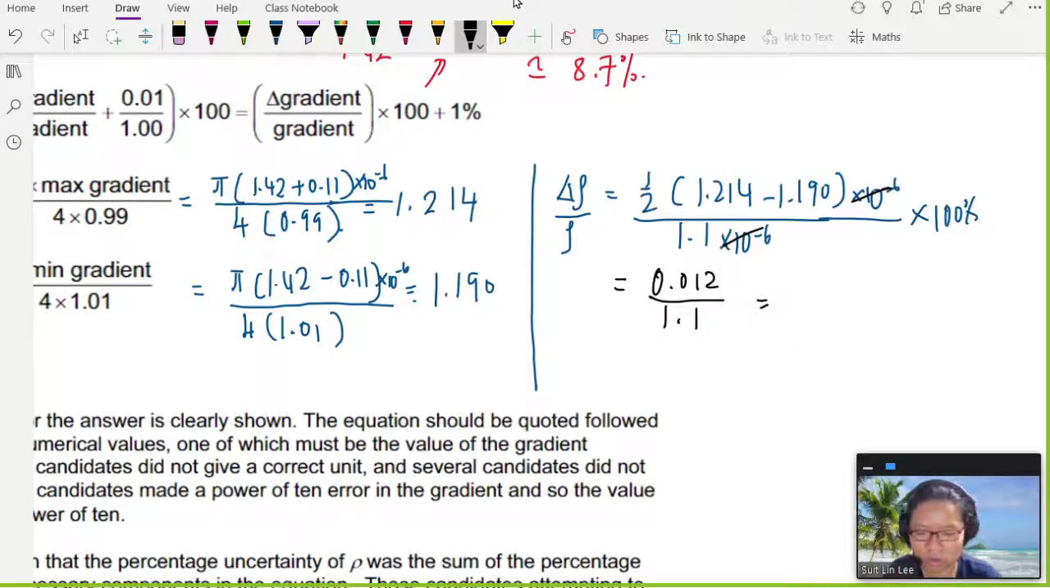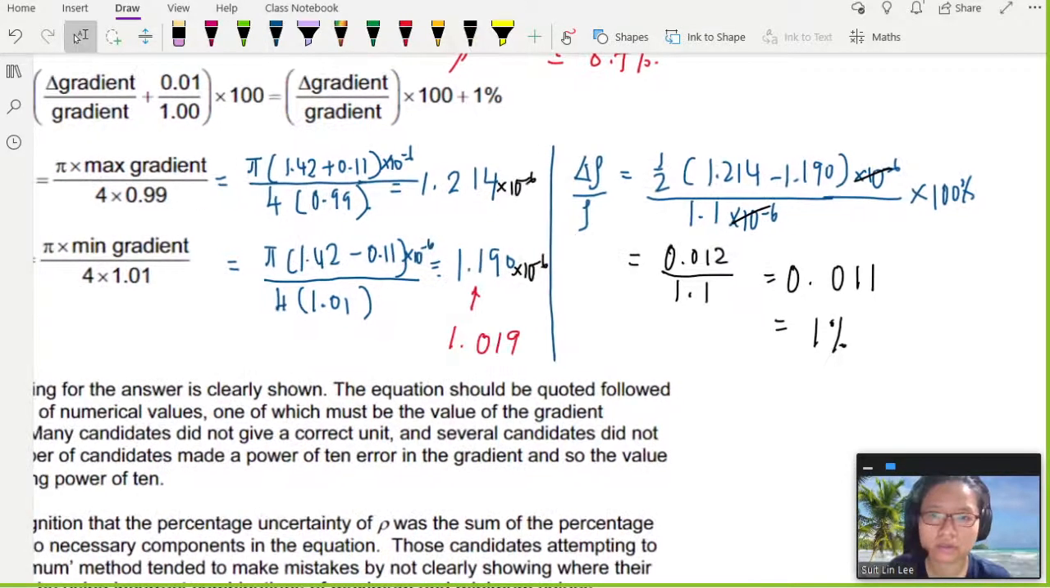So what I got is 0.010 or 11. So this one is 1%. Wow, quite far. Did I press things wrongly? Oh well.